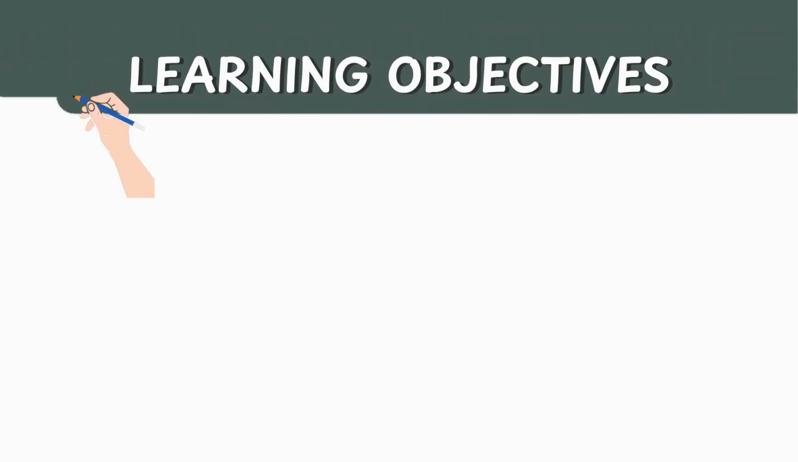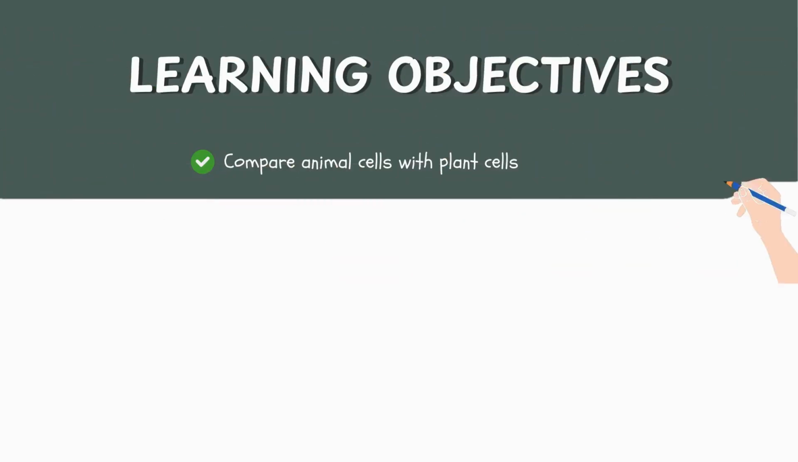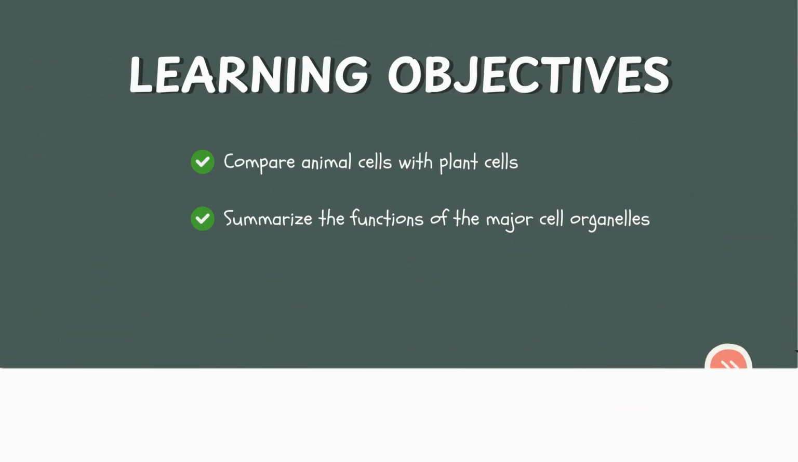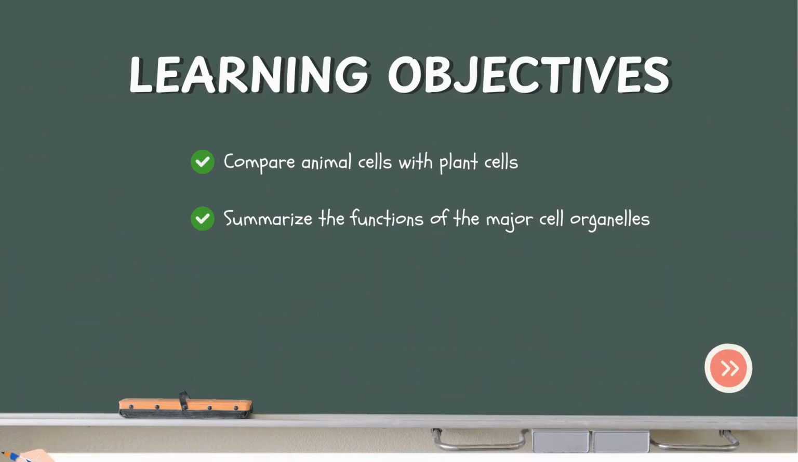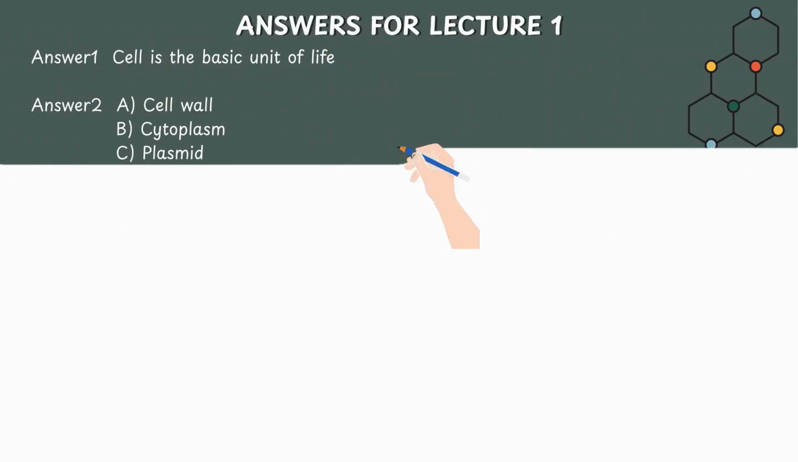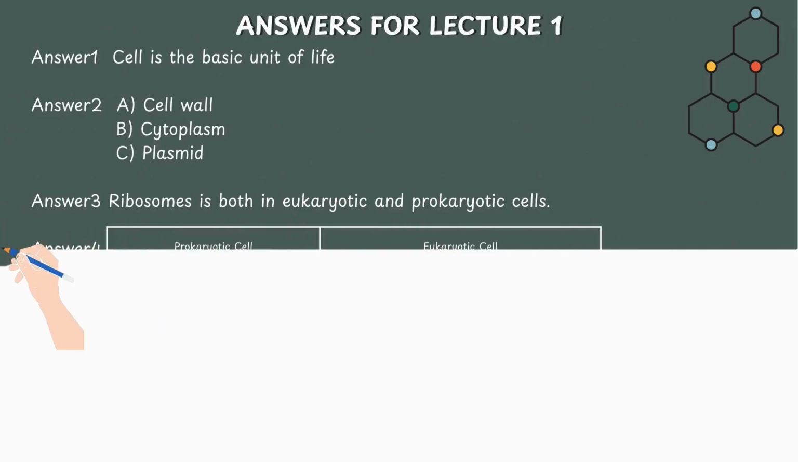By the end of this section, you will be able to do the following: compare animal cells with plant cells and summarize the functions of the major cell organelles. These are the answers to the questionnaire in the previous lecture.